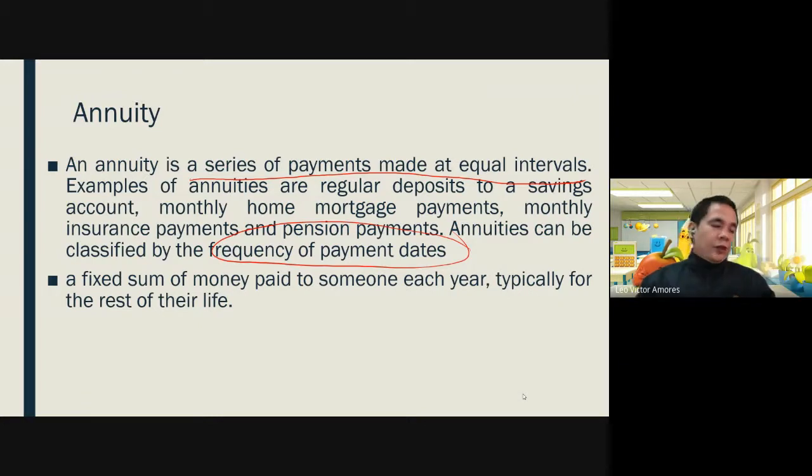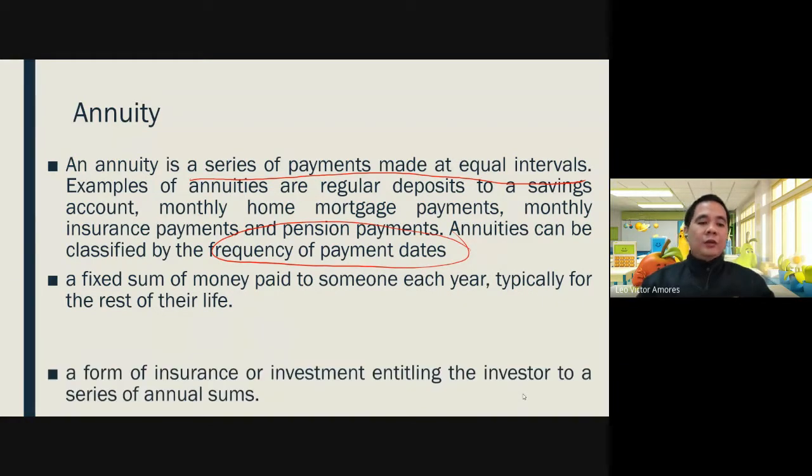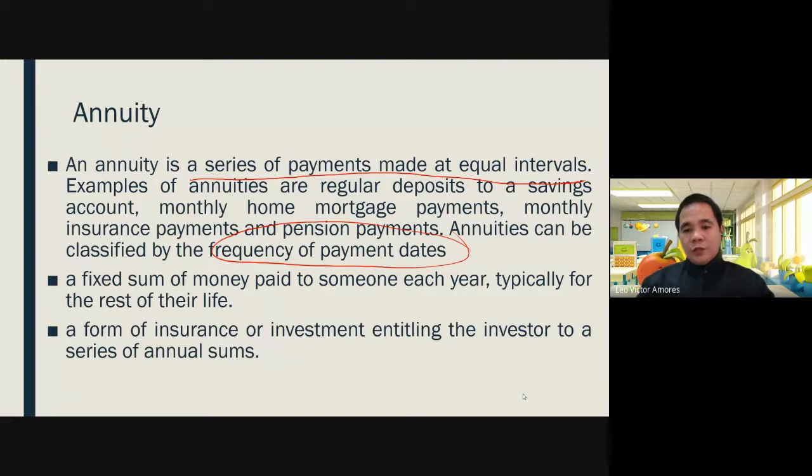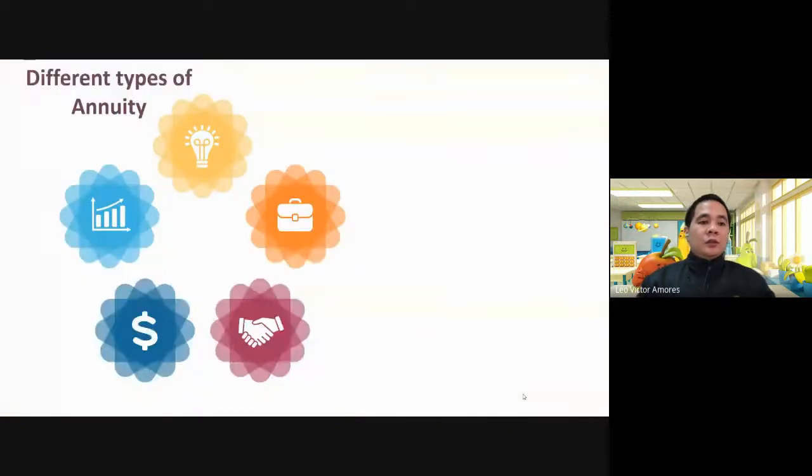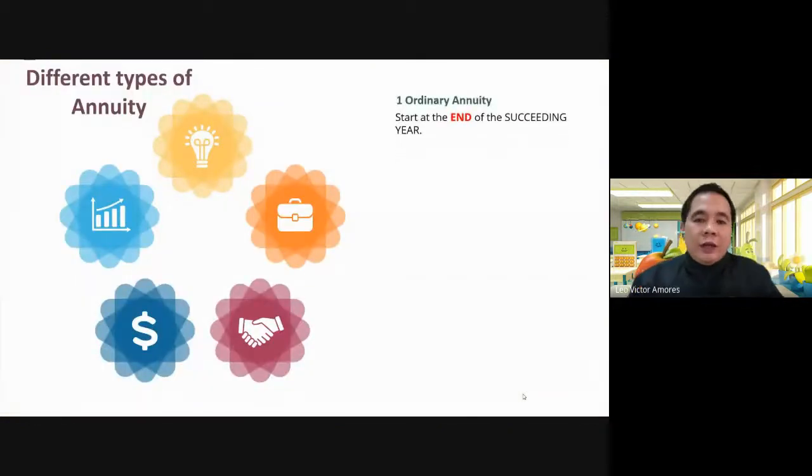It can be for the rest of your life, and also it is a form of insurance or investment entitling the investor to a series of annual sums. So there are 5 different types of annuity. As you can see, these are the key points for every type of annuity.